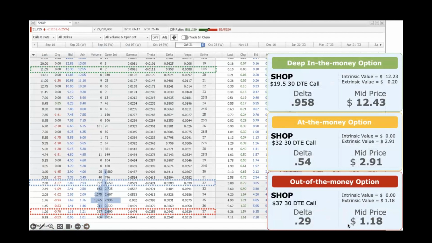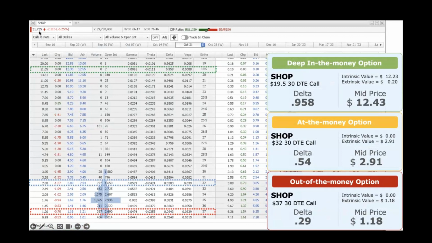So let's break that down with some examples. This is an older screenshot of Shopify, but I like having older screenshots because you can go back and reassess as well. Nonetheless, Shopify is purely for informational and educational purposes only. On here, I have a screenshot of an options chain, and you'll notice a 19.5.